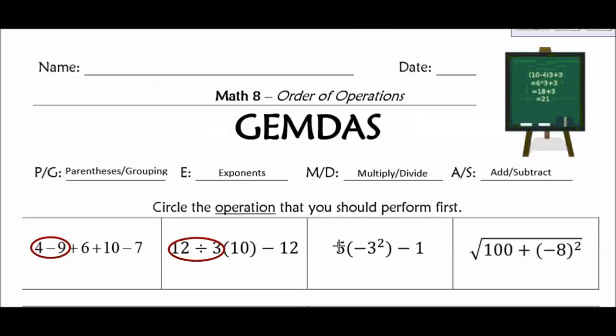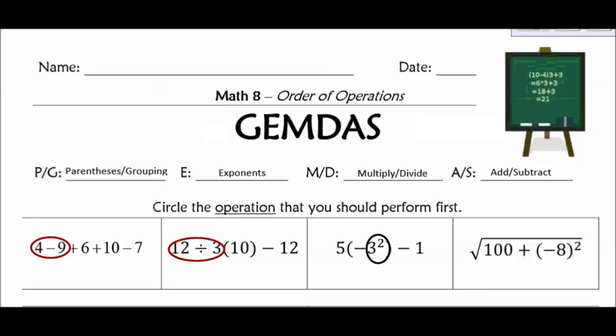On the third one, we have 5 times negative 3 squared minus 1. So we have multiplication here. In between the number and the parentheses is really multiplication. Then we have a parentheses that shows we're grouping this. That's where we're going to start, and we're going to start inside of there. Anytime you have a grouping symbol, you're going to follow order of operations inside of there. That means we're going to square this 3.